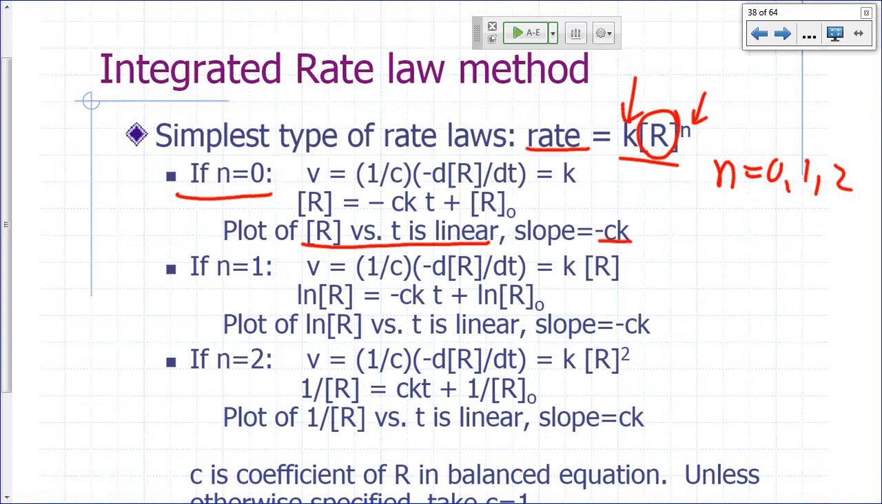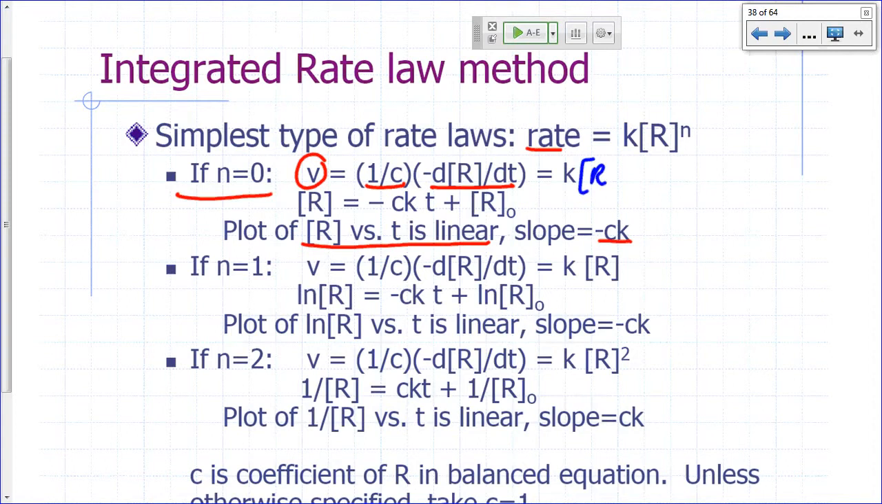And where does that come from? Remember, the rate of reaction is 1 over the coefficient of R times the rate of consumption of R, which is equal to k times, if n is equal to 0, what would that be? It's k times R raised to the power 0, and R to the 0 is just going to drop out. This is what's called in math a differential equation.